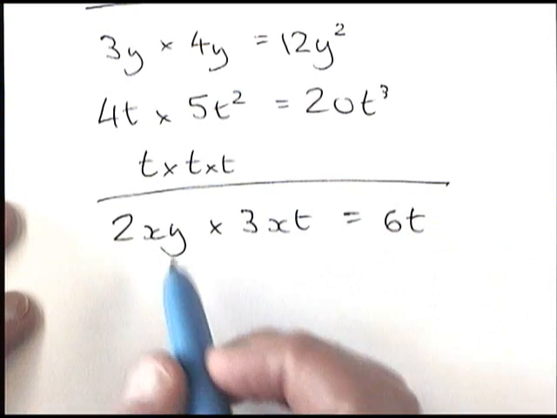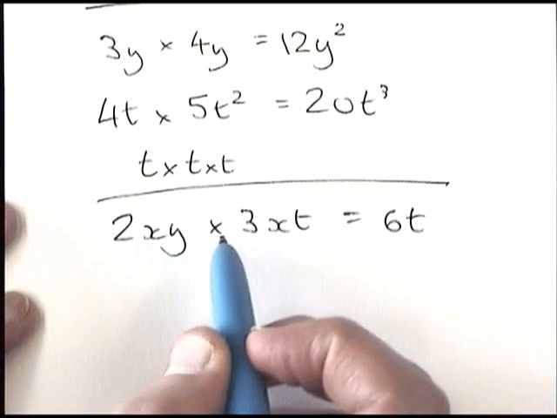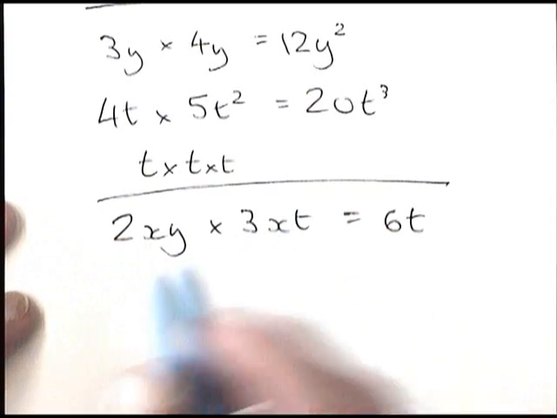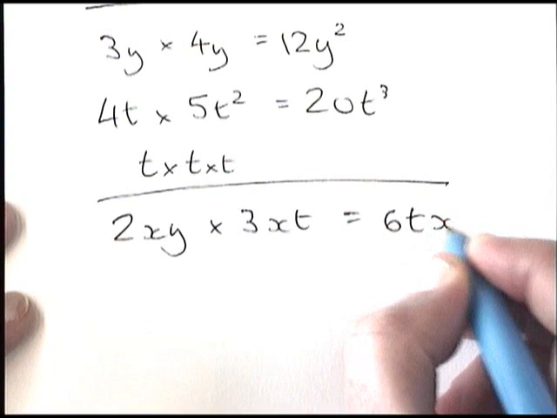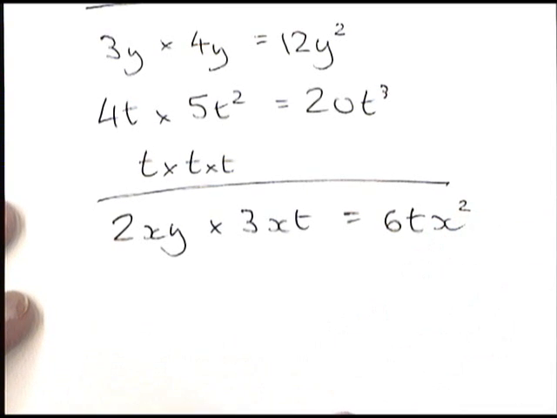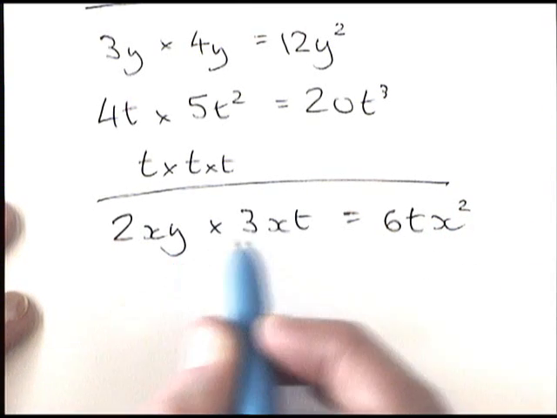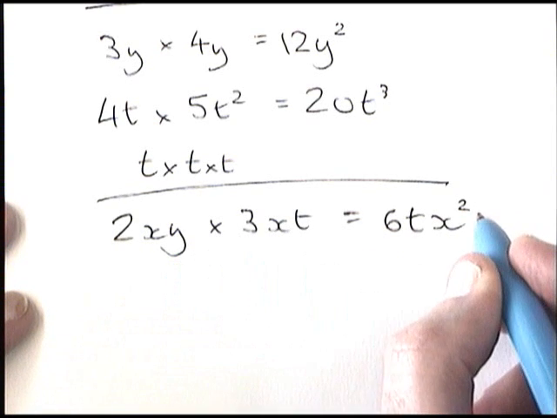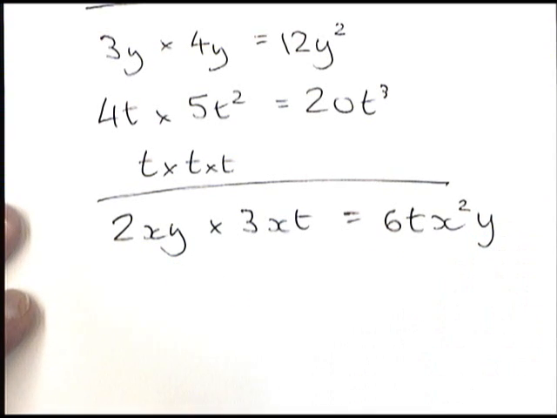The next letter will be x's. I've got an x here and it's being times by another x. X times by x is x squared. Y's, I've got one y here, no y's over there. Y has to appear in my answer. So my answer is 6t x squared y.